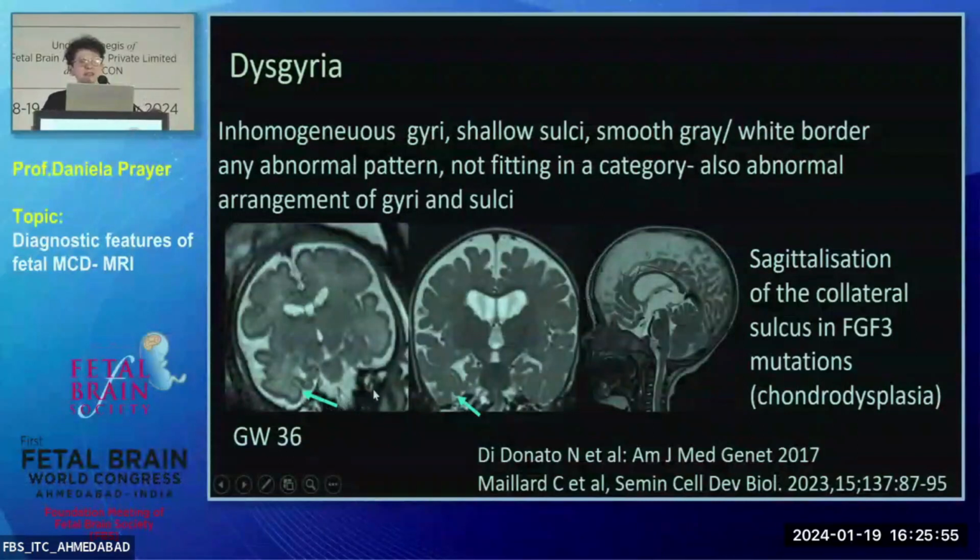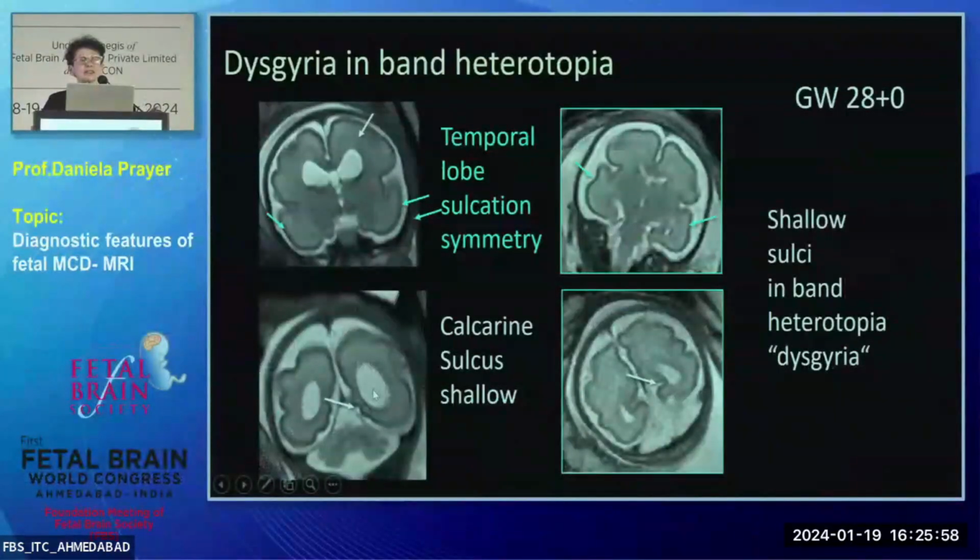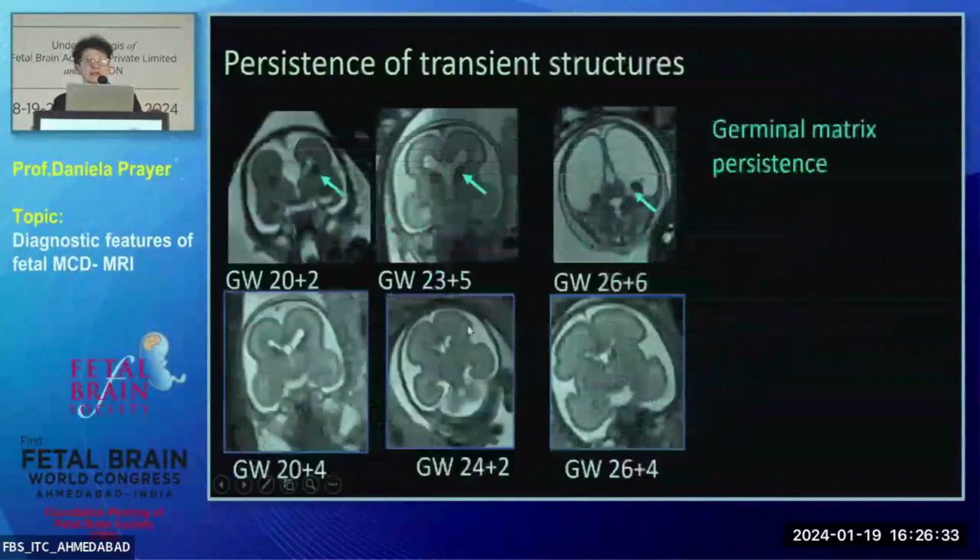What about dysgyria? Also in our case with the band heterotopia, we saw it because there were very shallow sulci. On the left side, the case in the turquoise frames, it is a normal fetus. And you see there is a very shallow sulcation and there was an abnormal symmetry in the temporal lobes. And also the calcarine sulcus was very shallow. So if you are not sure about a singular finding, you have to look in the brain whether you find other things that may point in a certain direction.